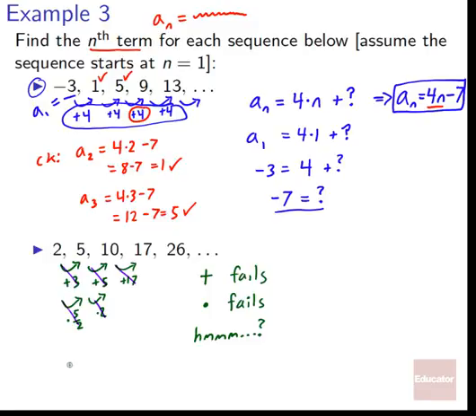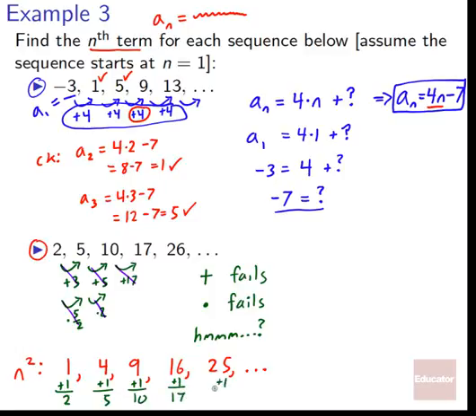So let's look at squares. If we had simply n squared, then that would wind up giving us the sequence: 1 squared is 1, then 2 squared is 4, then 3 squared is 9, 4 squared is 16, 5 squared is 25. How does 1, 4, 9, 16, 25 relate to 2, 5, 10, 17, 26? Oh, they're very similar. We're just adding one, right? Plus one would get us 2. Plus one would get us 5. Plus one would get us 10. Plus one would get us 17. Plus one would get us 26.